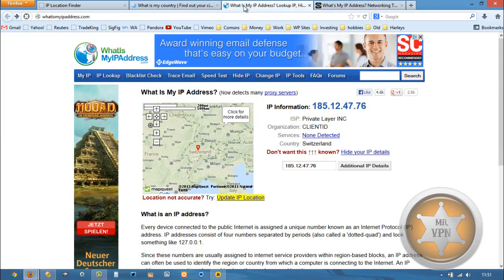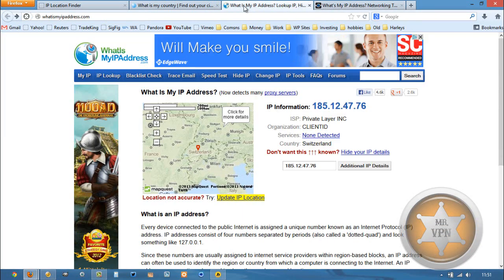So you can see that was basically instant. One moment I was located in California. The next moment I was located in Switzerland, and you can see that according to whatsmyipaddress.com, there is no proxy being detected, which is awesome, which means it won't affect any of our services, even those that block proxy IPs.